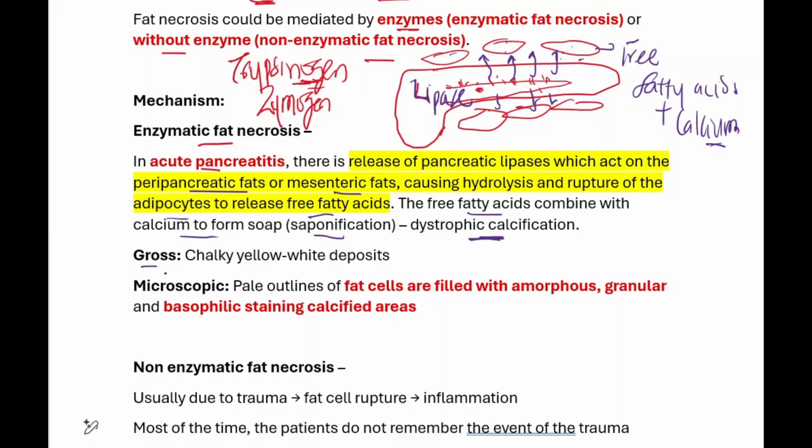So when you look on gross, you're going to see chalky yellow-white deposits, which are the product of this saponification. And on microscopy, we're going to see pale outlines of fat cells that are filled with amorphous, granular, basophilic-staining calcified areas. So when you look at those areas, they're going to appear blue in terms of the microscopic appearance.